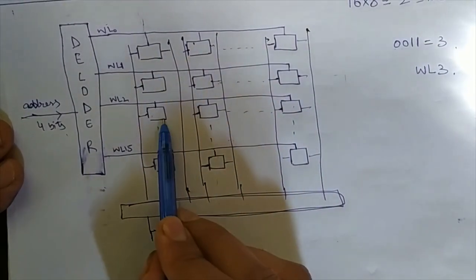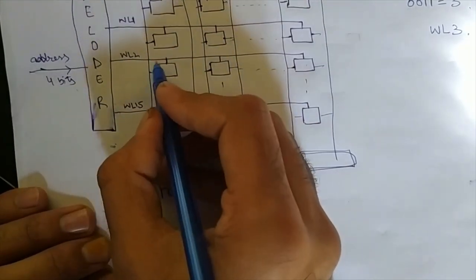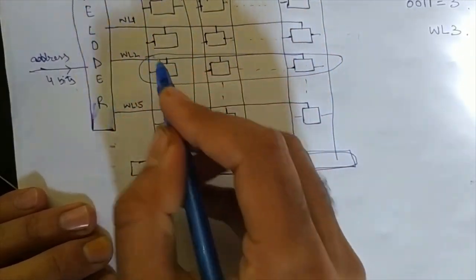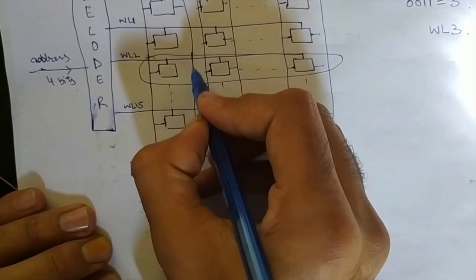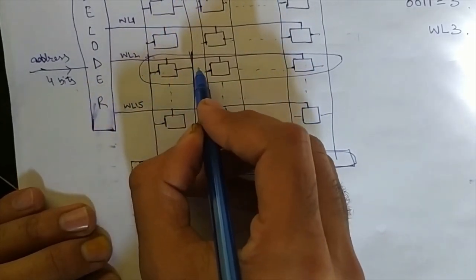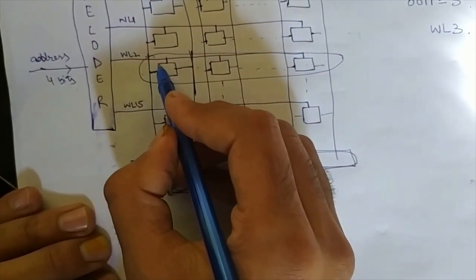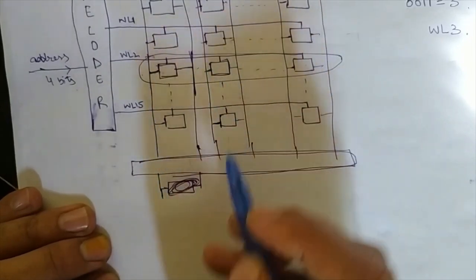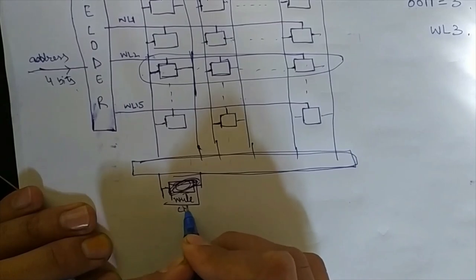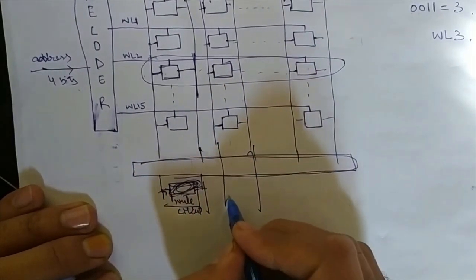If we want to write data in those SRAM cells, let's suppose it activated this particular row of cells. Activated means the switches connected to these bit lines will be turned on, so these bit lines will be activated for this particular group of cells. Here we will have a write circuit for each bit line. For a pair of bit lines, we will have a write circuit.